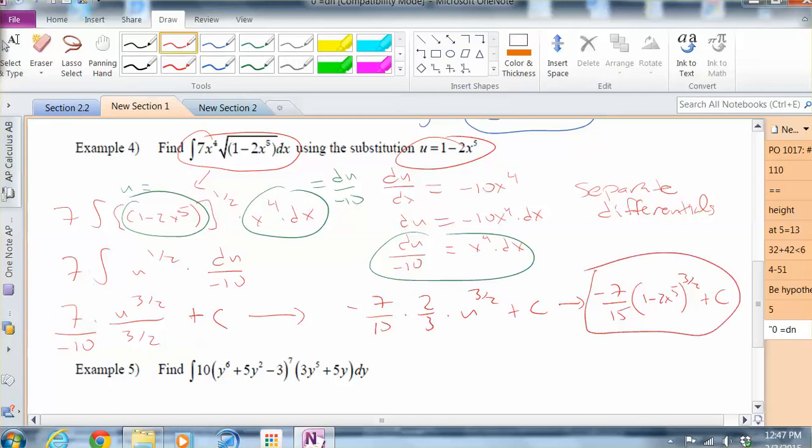If you were to take the derivative of this, you would actually wind up getting back to the expression that you see over here. You could work it out if you don't believe me, but trust me, it will work.